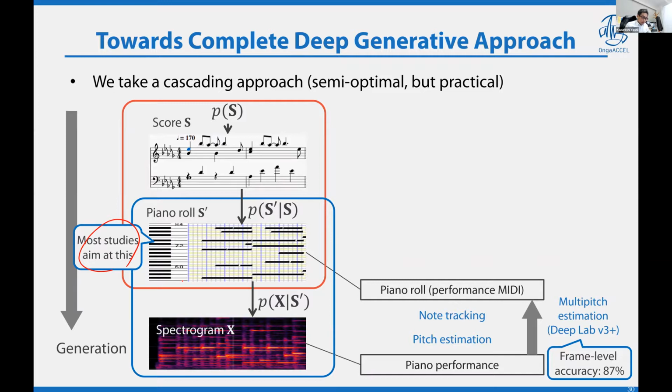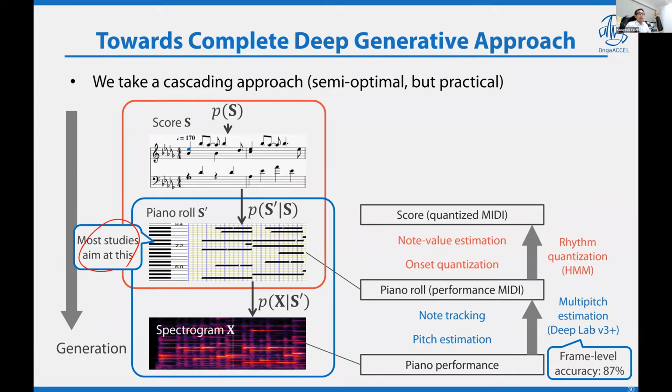In this task, we can use DeepLab version 3+ for multipitch estimation. So the frame level accuracy is around 87%, which is very good. On top of this, we first perform rhythm quantization based on a hidden Markov model, which consists of note value estimation and onset quantization. Basically, the onset information is important in multipitch estimation, right?